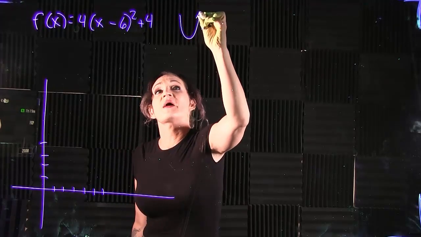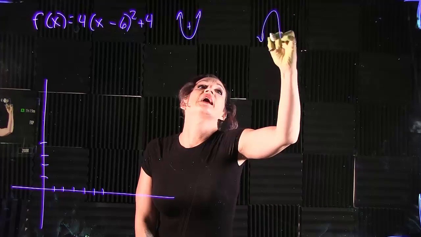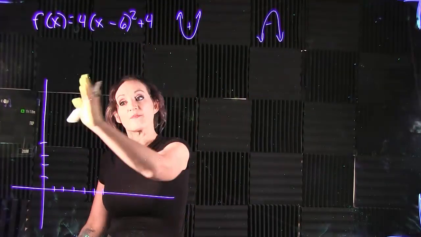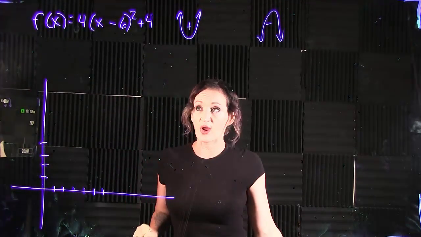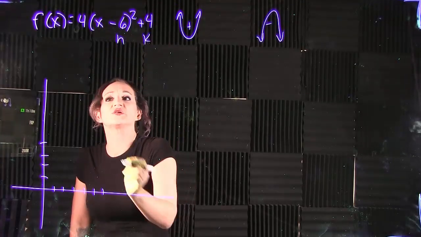Keep in mind a positive parabola looks like this. It opens upwards. A negative parabola has this general shape right here. So we are looking at a positive version. We know this is going to open up. Your starting point of your graph is going to come from h, k, this part of your equation right over here.